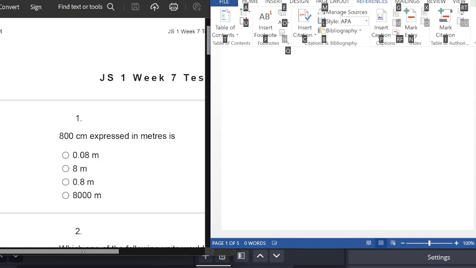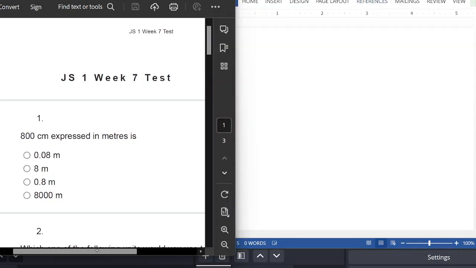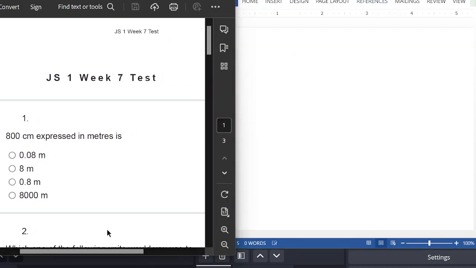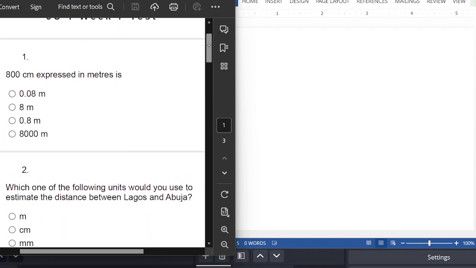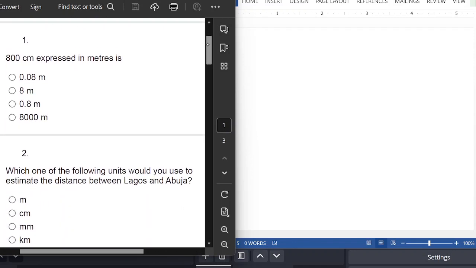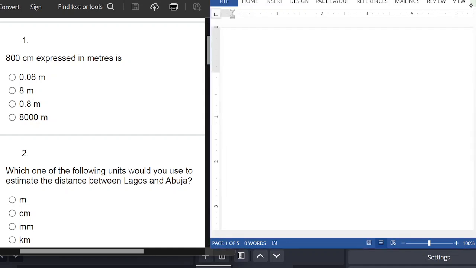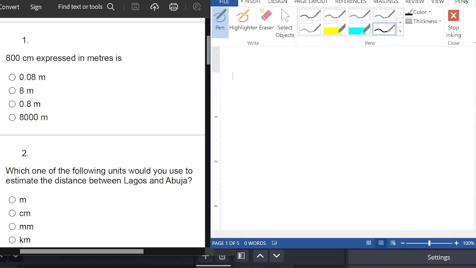In this class, we want to continue with our work, and that is revision questions for GS1. This is week 7 of our module. So, what we're going to do now, we want to solve this.